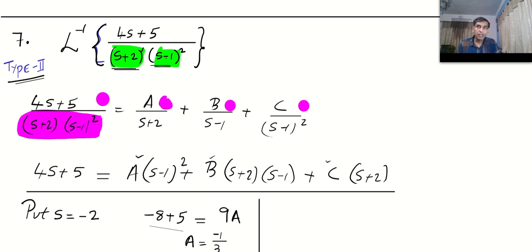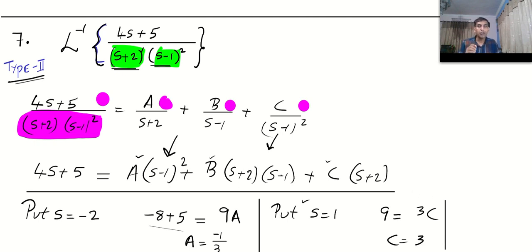Now I have another good number waiting. Put s equal to 1. And why is it a very good number? Because when I plug in s equal to 1, I can see this term and this term will vanish. So 4 into 1 plus 5, that will be 9, is equal to, this is gone, so 1 plus 2, 3, 3c, so c is equal to 9 by 3, that will be 3.